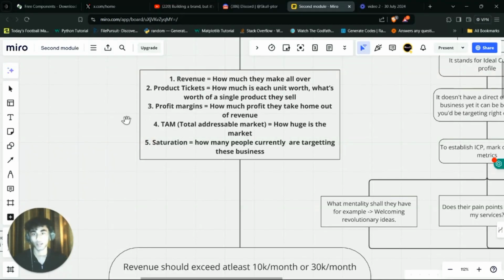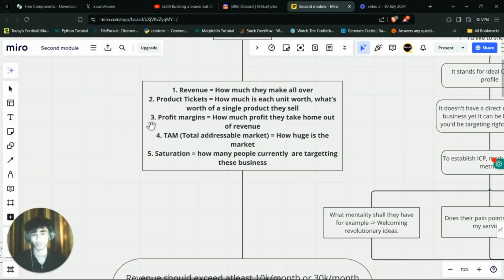That's what it is. Next comes total addressable market, which is TAM, which means how huge the market is. Therefore, how many businesses are currently working in this specific industry.